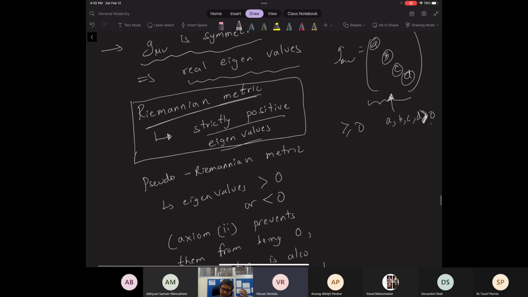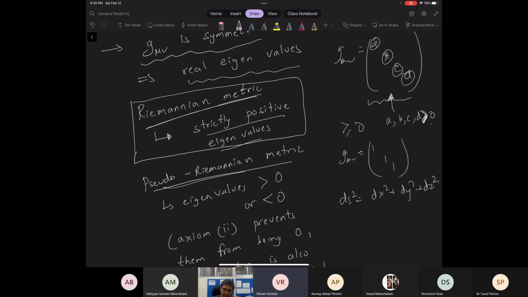That is typically, for example, the metric in Euclidean space, in three-dimensional Euclidean space. Your metric would be something like this at all points in space in Cartesian coordinates. So in Cartesian coordinates, this is what you'd have, and therefore your displacements would be dx square plus dy square plus dz square. All these coefficients would be strictly positive.